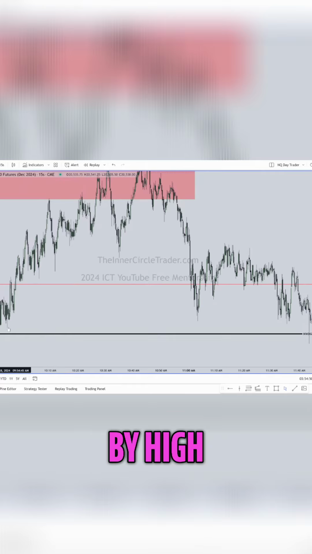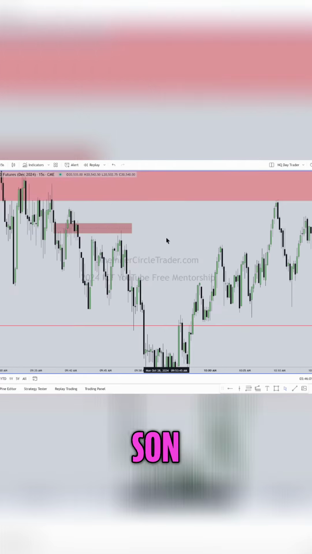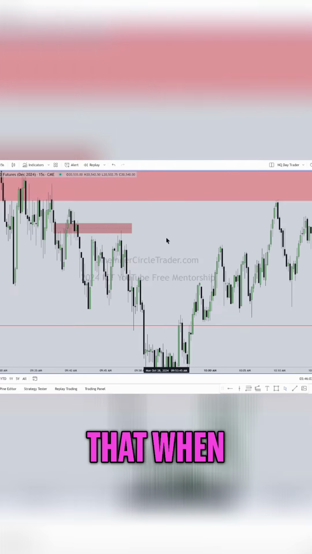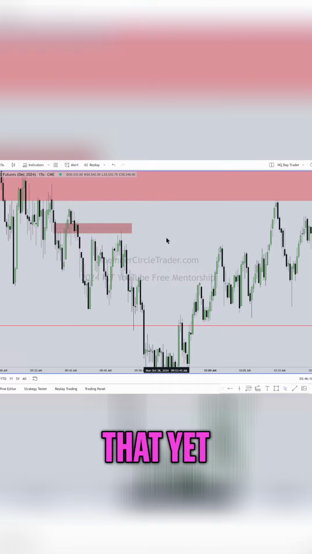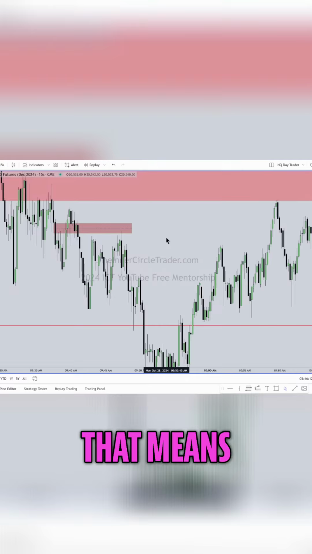It's defined by high resistance or low resistance. I'm teaching you, son, to learn how to read price action so that way you're trading and engaging with low resistance. That means you're not going to trade every day. If you haven't realized that yet, for the folks that are listening too, that means you're probably not going to trade every day. And that's not a bad thing.